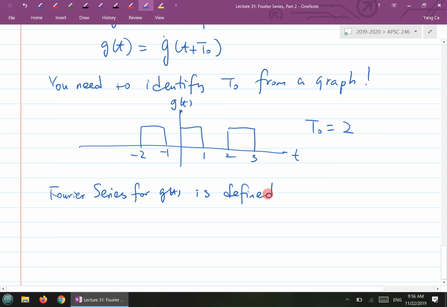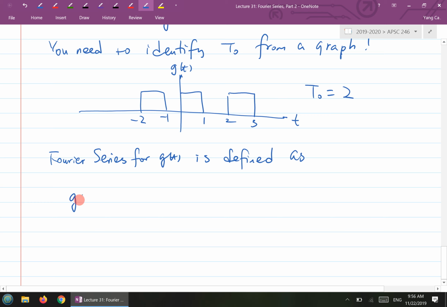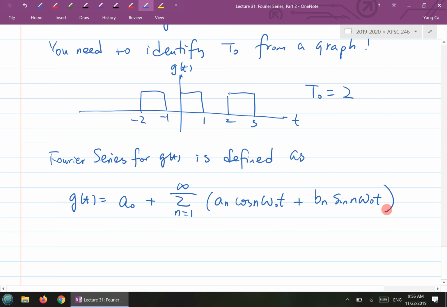The Fourier series for g of t is defined as the following formula. g of t equal to a naught plus the summation, equal to this. That's g of t using Fourier series.